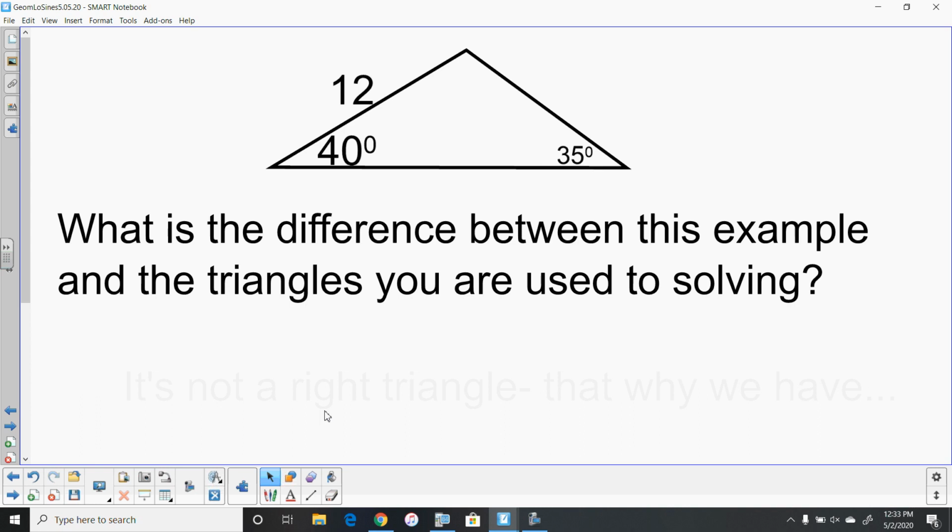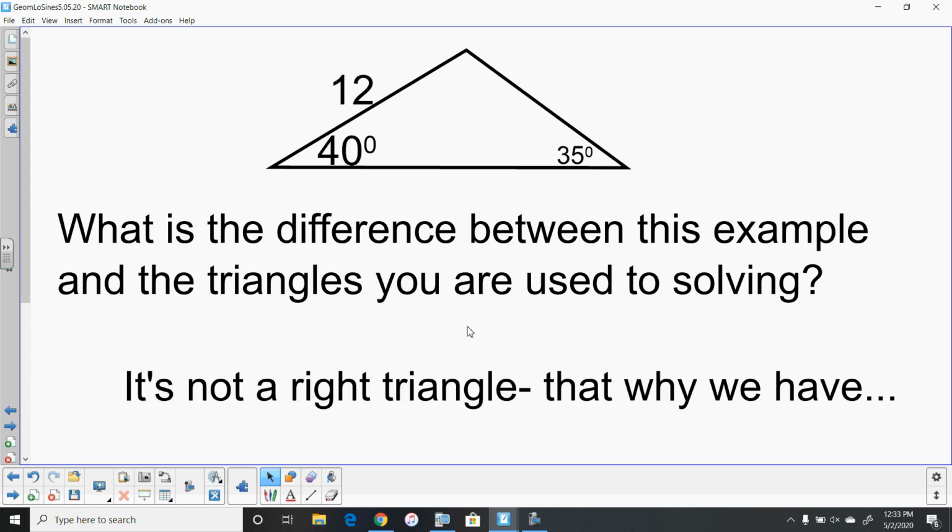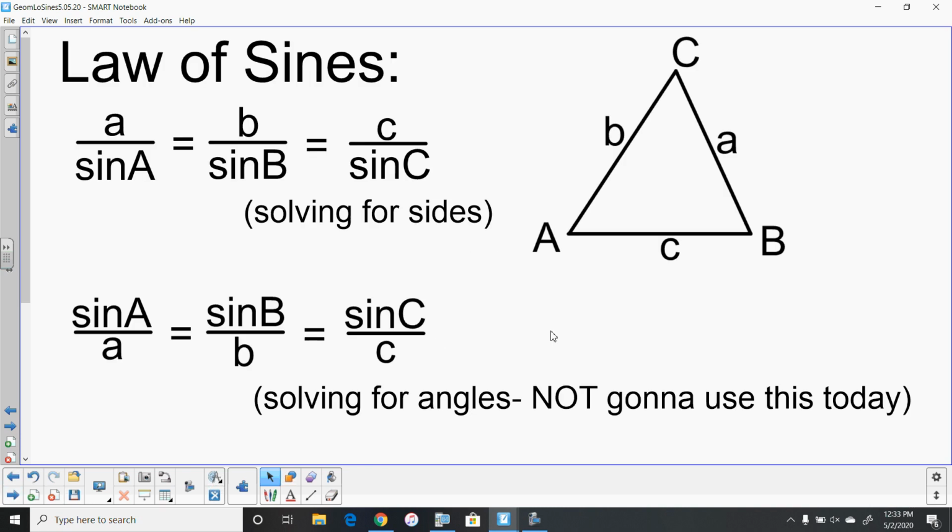Here we've got an example where I've got a 40-degree angle and a 35-degree angle. I know one of the sides is 12, and I know that the angle across from 12 is 35. You might be thinking, we could find the third angle of the triangle, and it would be 105, because they all have to add up to 180 degrees. The problem is, you wouldn't know how to handle this situation because it's not a right triangle. But in this situation, we can use what is called the law of sines.